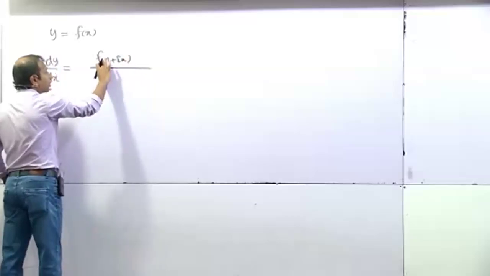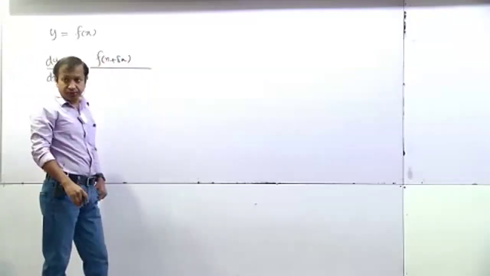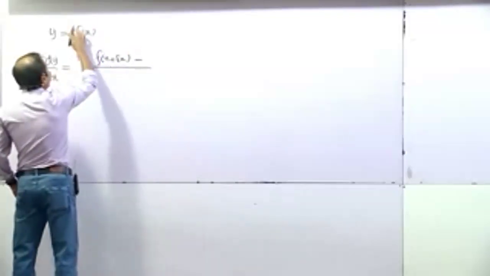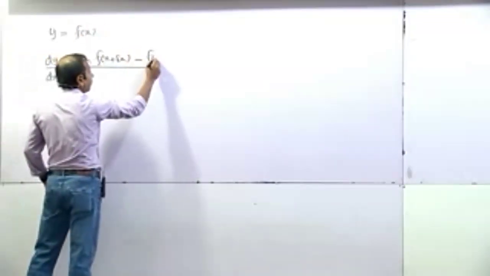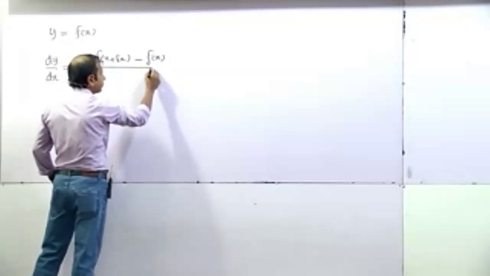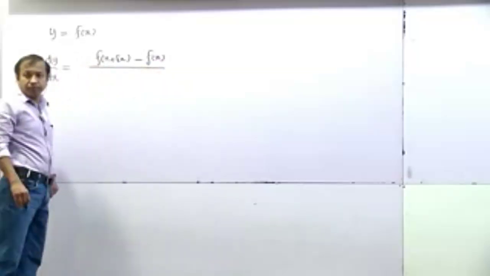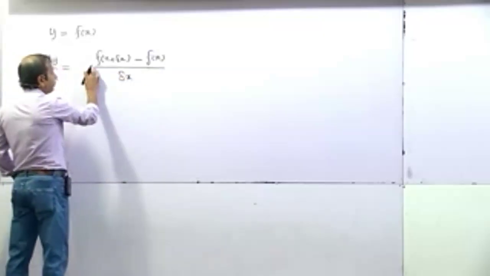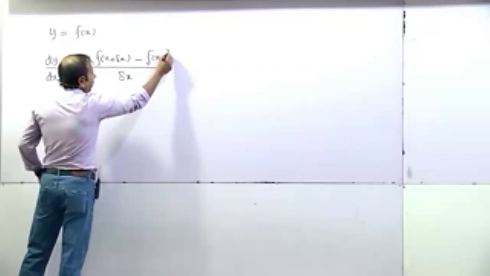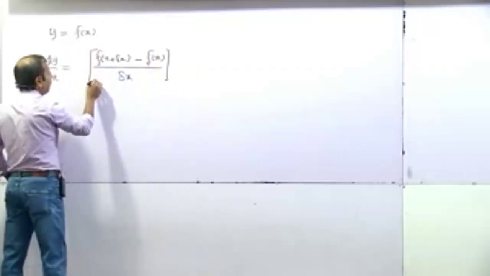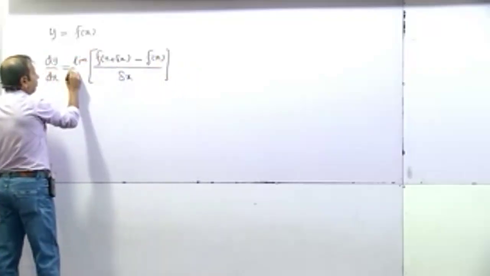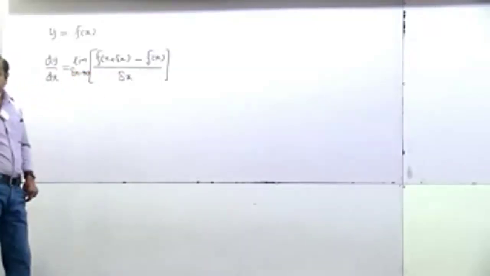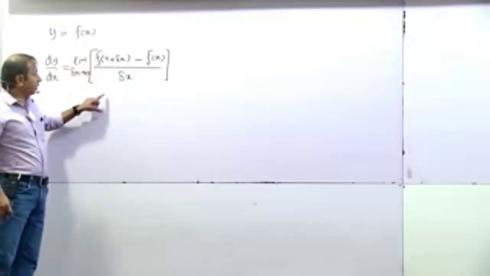This delta x means a very small increment in x. From that, we subtract the same function on the right hand side. Now, we divide this by delta x. And now we take the limit as delta x goes to 0. Then once we evaluate this, we get a certain answer.